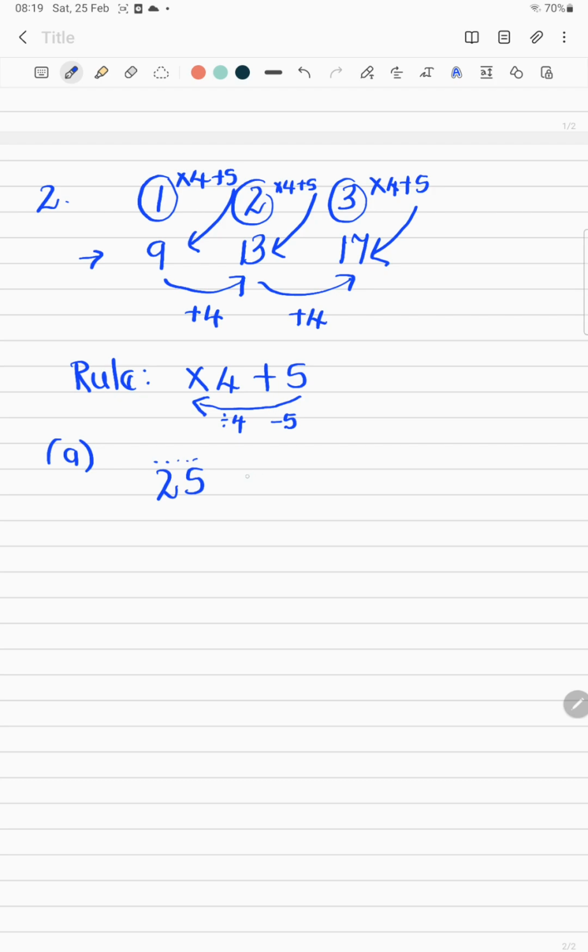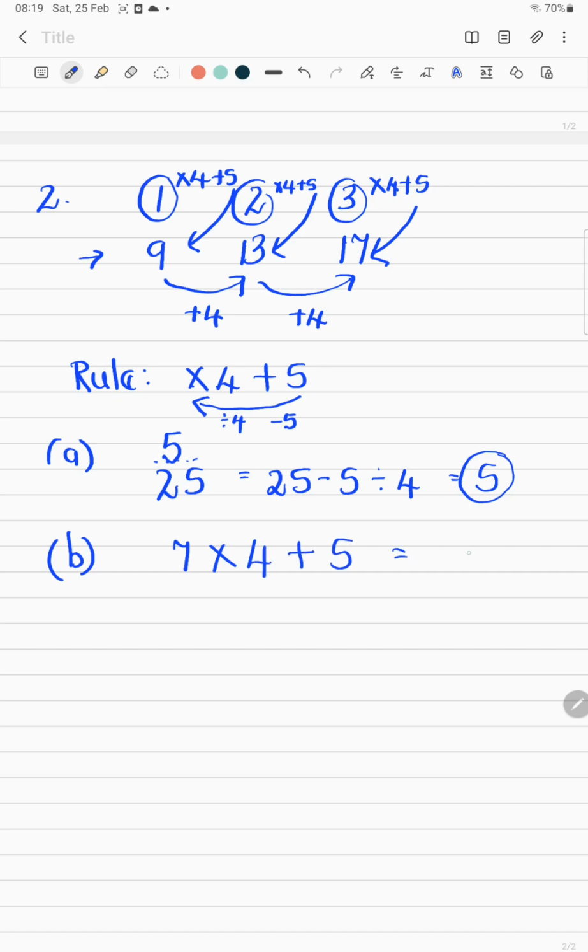Let us work this out and see how it ends. 25 minus 5 equals 20, divided by 4 equals 5. This can be checked by saying 5 times 4 equals 20 plus 5 equals 25. Now you know that you have calculated the value of A correctly. To find the value of B, input is 7. I merely apply my rule. 7 times 4 is 28. 28 plus 5 equals 33.